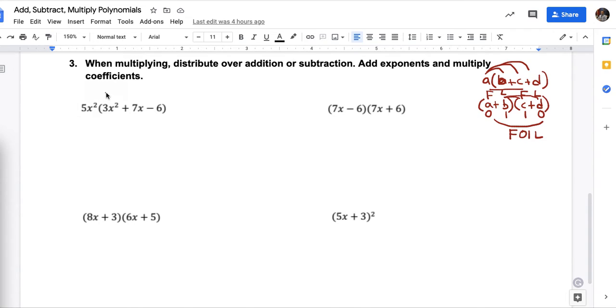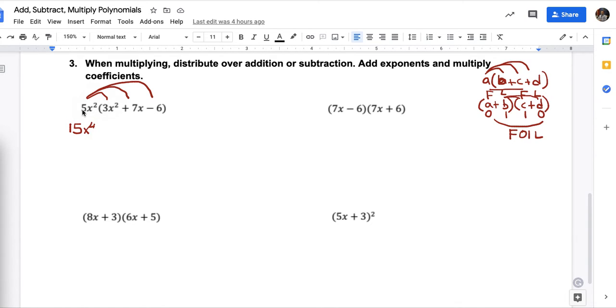So here we look at that first one, where all we're doing is multiplying the coefficient, which is the outside term, times everything inside the parentheses. So we've got 5x squared times 3x squared. What we do is multiply the coefficients first. 5 times 3 is 15. And then we multiply the variables. If you remember, with the same variable, when you're multiplying, you add the exponents. So we've got x, 2 plus 2 is 4.